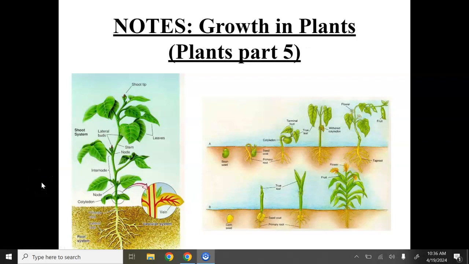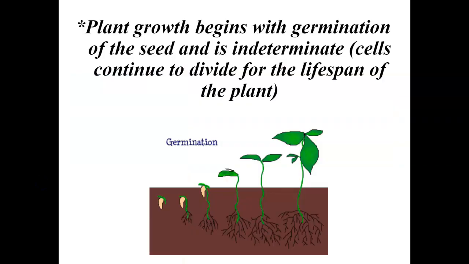The Part 5 plants notes will be on growth. Plant growth begins when germination of the seed occurs, which is shown in the image below. We are not talking about the process of germination yet, but we will come back to it in the Part 6 notes. But once germination of the seed happens underground, the plant will start to grow.